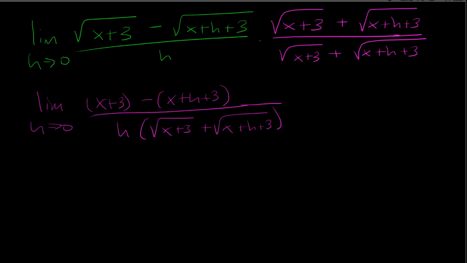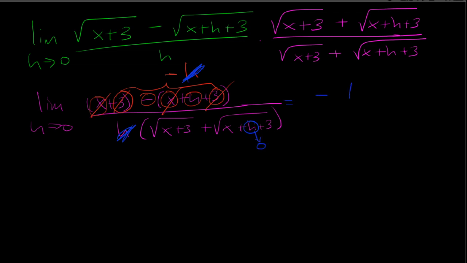And now we can simplify more. We have x minus x, those go away. 3 minus 3, those go away. So I'm left with a negative h, because of this negative and this h. So I can cancel out the h's. And now I can let h go to 0.